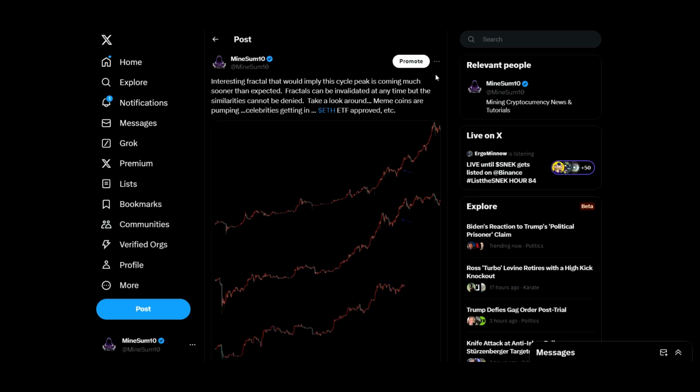And if you take a look at this fractal that I posted earlier today on Twitter, you're going to see that when we look at where previous cycles topped out, this fractal does look very similar. So all fractals are subject to be invalidated at any given time, but the similarities really can't be denied here. So just a word of caution, it may be too late for meme coins, but maybe something to keep in mind for the next cycle.